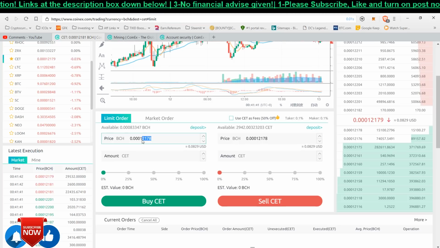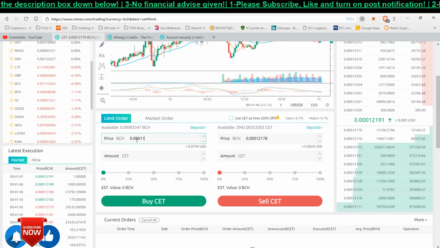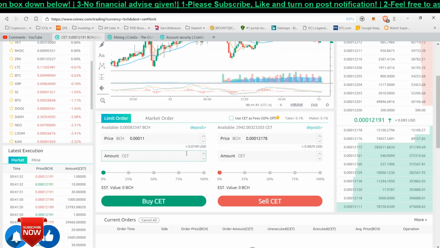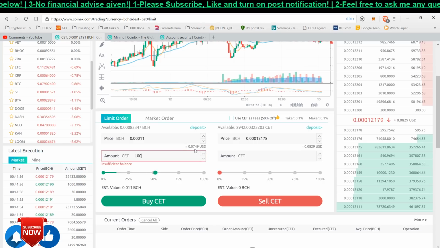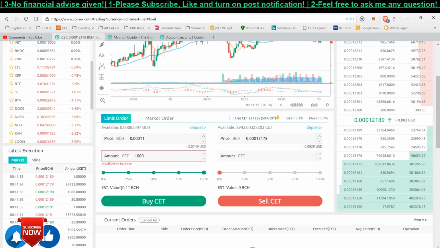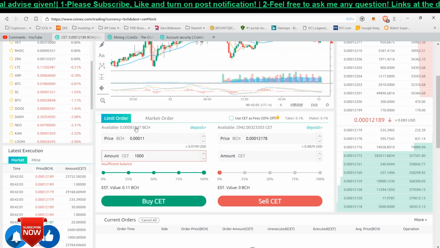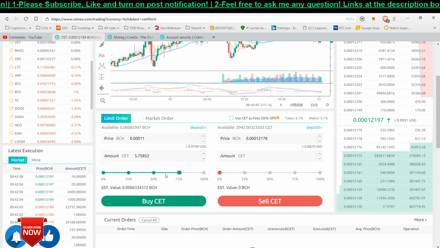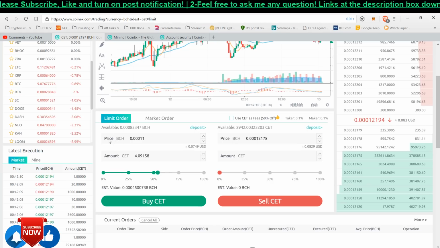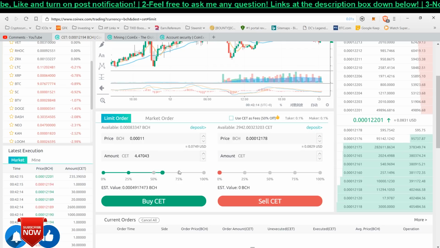So let's say you want to wait, you're just going to put it like this, 0.0011 BCH for one CET. So this is one CET, and let's say you want to buy 1,000. Of course you need to have this amount of Bitcoin Cash on this available tab. You can use the scroller over here to choose how many percent of your funds you want to use to buy CET token or any token that you are going to trade with. So just drag around.